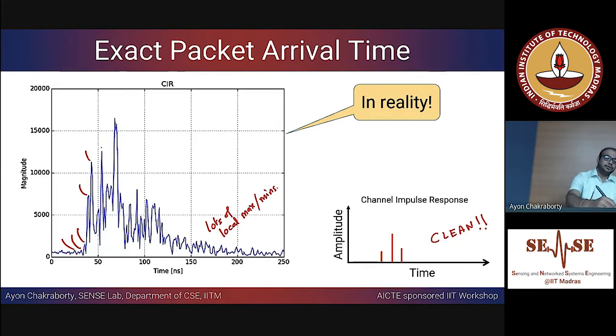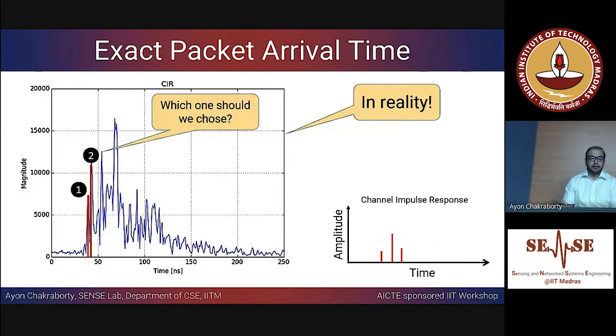Because if you choose this peak, this is 50 nanoseconds, which is going to be like 50 feet. And if you choose this one, this could be 40 nanoseconds, which is 40 feet. So by just choosing a different peak, you might end up having a range error of 10 feet, and we want to make it as good as possible. Okay, so this is the exact thing that I just demonstrated: which one we should choose.